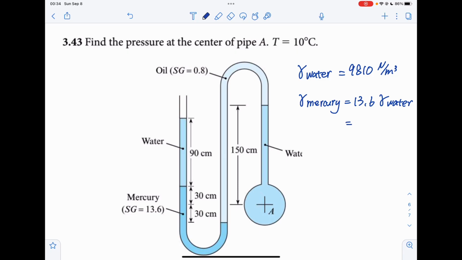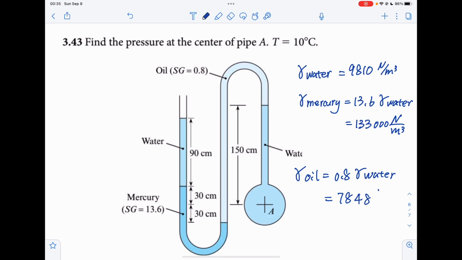So it's going to be 133,000 Newton per cubic meter, and the gamma of oil is 0.8 times gamma of water, which will be 7848 Newton per cubic meter.